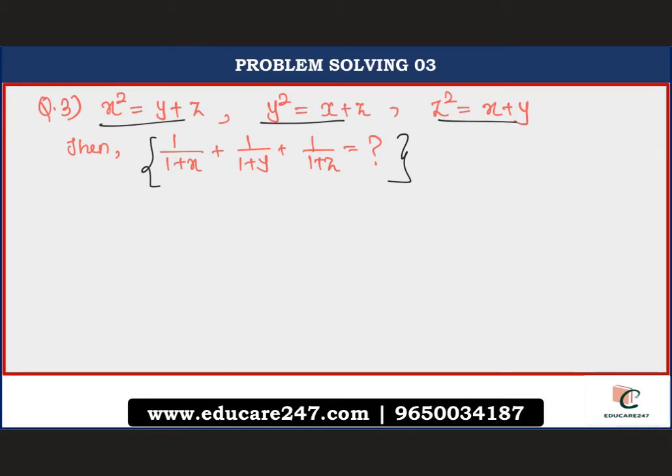So we know the thumb rule. If anything is symmetric, we'll assume all variables to be equal. So over here x is equal to y is equal to z. So we'll solve it in terms of x. We'll consider all variables to be x.